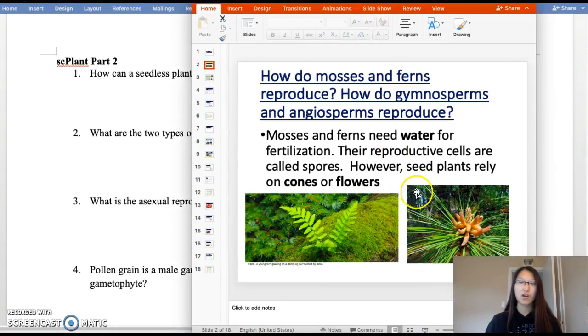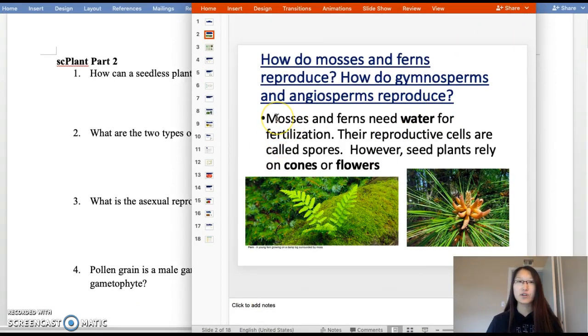If you go back to our PowerPoint or your notes when we first learned about this, the mosses and ferns, which are both seedless plants, all reproduce using something called spores. Those are the reproductive cells of those mosses and ferns, those seedless plants.